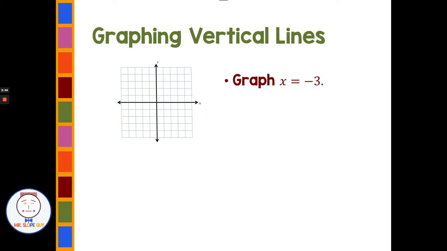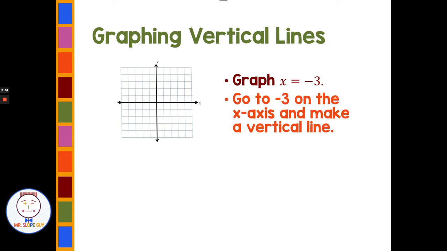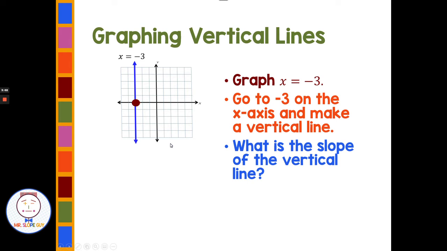So if we're asked to graph x equals -3, I know because it's x equals a number, it's a vertical line. I go to -3, 1, 2, 3 spaces on x, and I can make a vertical line. That's the vertical line of x equals -3. And what do I know about the slope of this vertical line and every vertical line? The slope of this vertical line and every vertical line is undefined, or no slope.